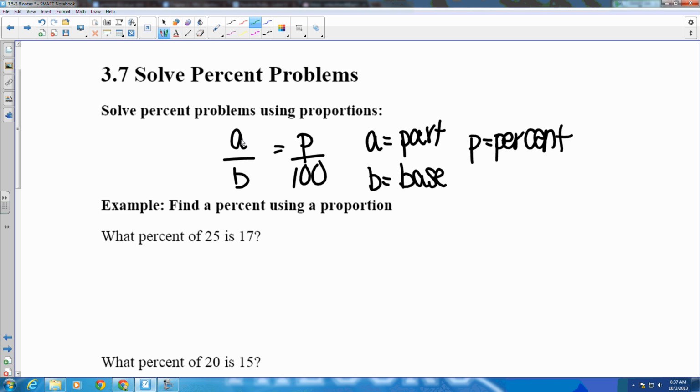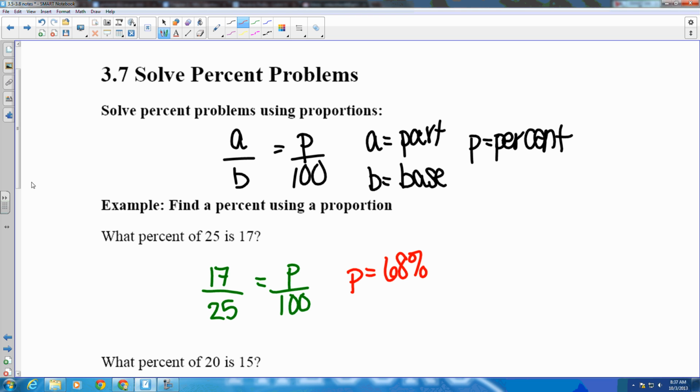What percent of 25 is 17? So we have to figure out which one of these is the part, which one is the whole. Well, "of 25" is telling us that the whole is going to be 25, so that's going to go on the bottom. 17 is the part of the whole. We have to solve for the percent. We can now do cross products or multiply both sides by 100, whatever you prefer, and we'll get 68%.